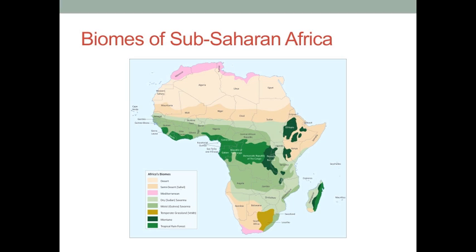The biomes of sub-Saharan Africa are fairly straightforward. We can start along the equator and the western margin of the continent, and there you can see the equatorial rainforests starting in Equatorial Guinea, Gabon, and moving in towards the interior of the continent.